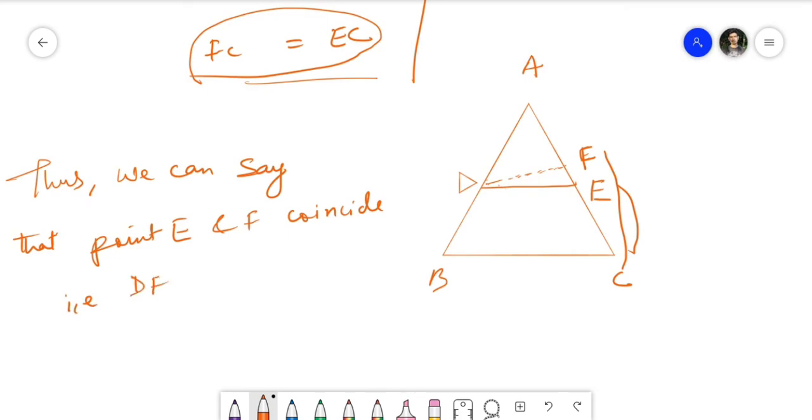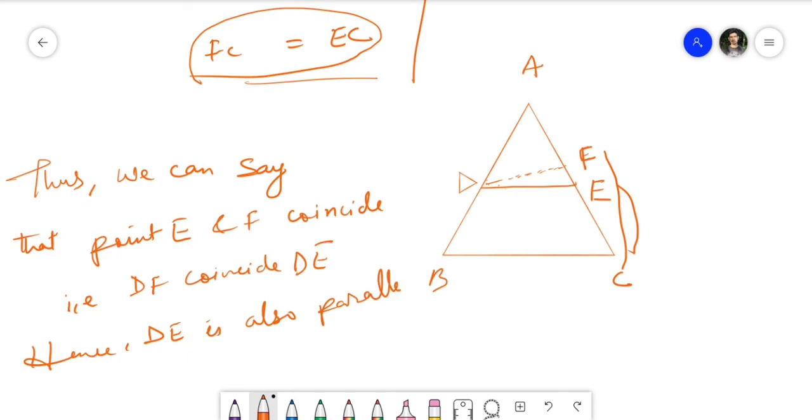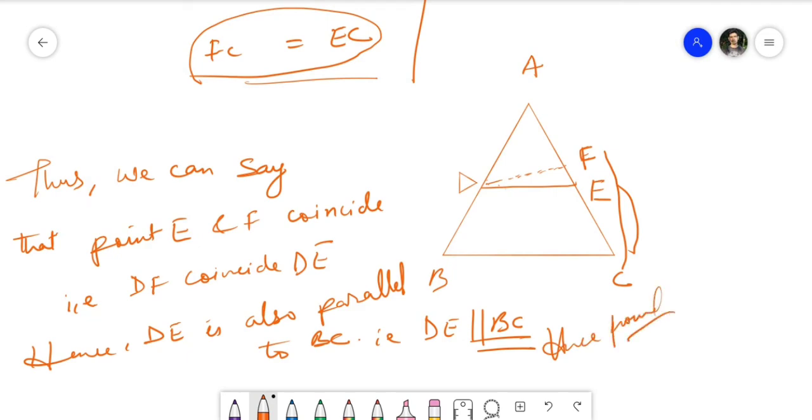देखो, ये जो लाइन DF है ये कोइंसाइड करता है किससे? DE से. Okay, hence D is also parallel. ठीक है, so this is parallel to BC. और आई मीन कह दो, DE is parallel to BC. I hope you have understood this one. You can just write hence proved. Hence proved. So हमने प्रूव कर दिया, क्योंकि हमने बीच में क्या माना था, DE पैरेलल नहीं है.